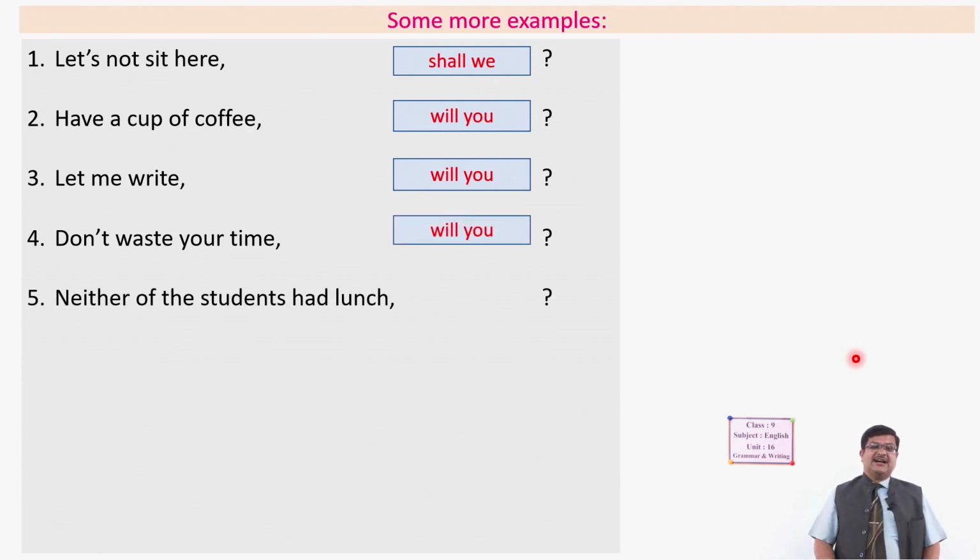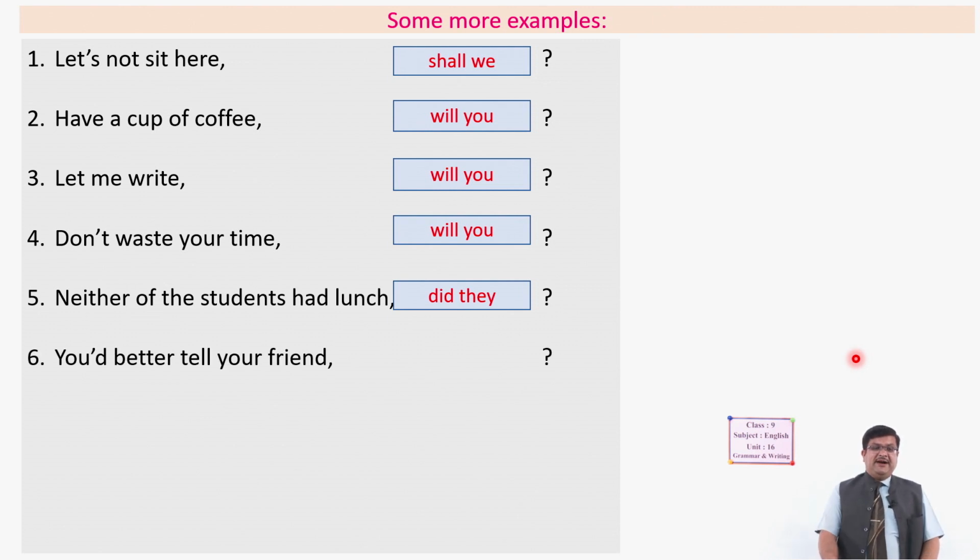Neither of the students had lunch. Neither, negative word. And the students. Okay. So can you guess the right answer? Right form of the tag? Yes. Did they? Why did they? Had is used as a main verb in the sentence, so we change had into did. So the students refers to they, the pronoun they. So neither is a negative word, so our tag must be affirmative.